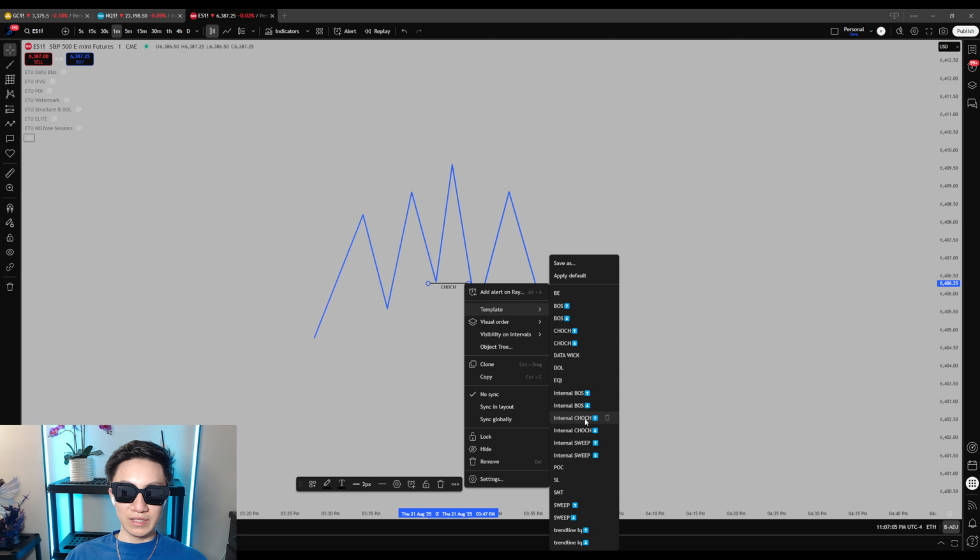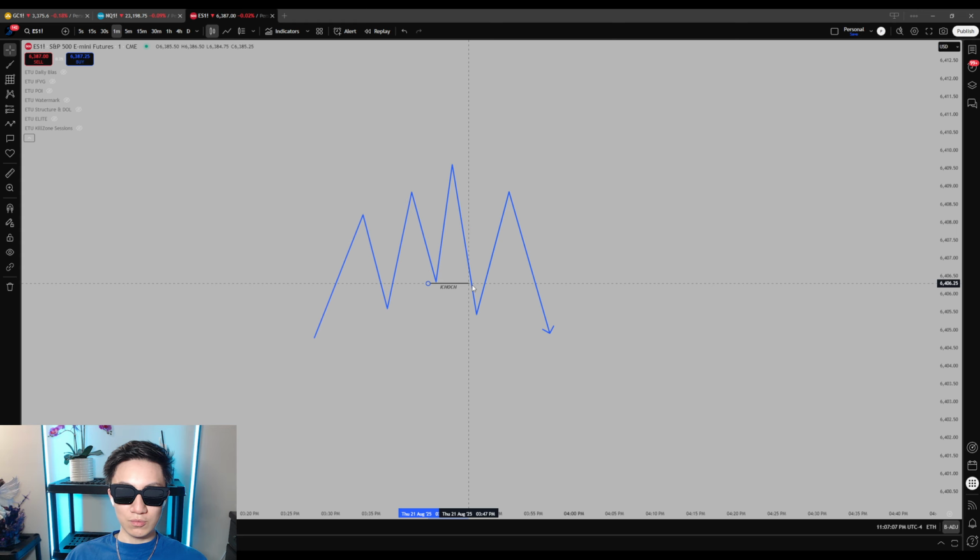Now, I marked this as an internal change of character because it's an entry model. We're looking at internal structure, not external. If you're looking at external, of course, you would be flipping your higher time bias to shorts in this case. But this is just trading an internal with a confirmation. So you can see we break structure or make a change of character.